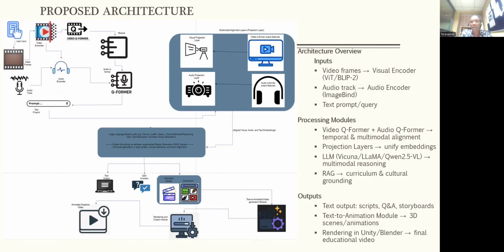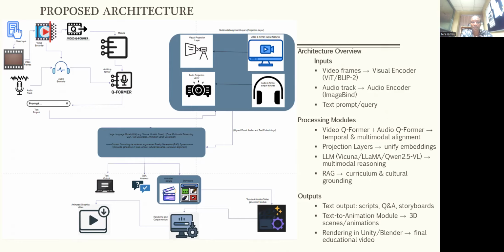Like when the text comes in, which visuals and what sound come out at that particular time. And then at this point, these fused embeddings are projected into a shared space, which is the multimodal alignment layer, a projection layer. They are then passed to a large language model. For example, we could take LLaMA, Qwen 2.5 VL, or Vicuna.